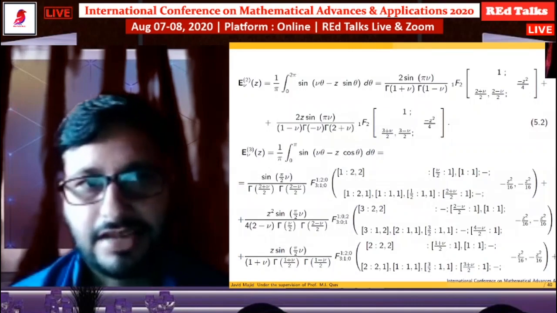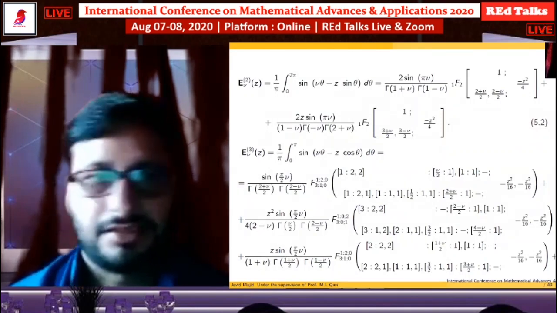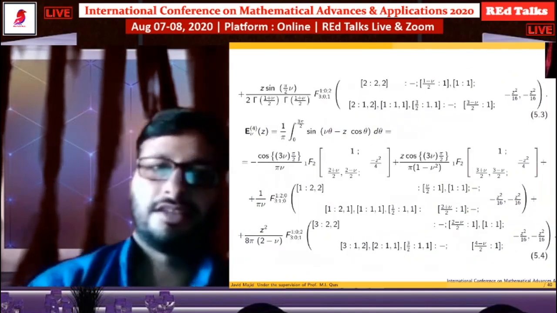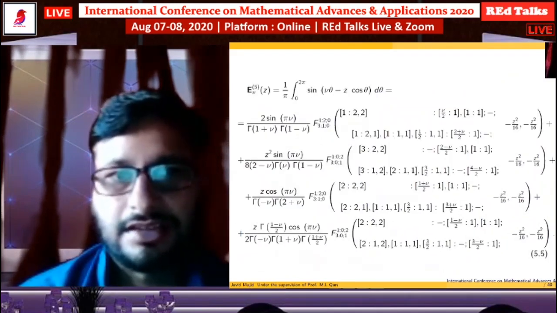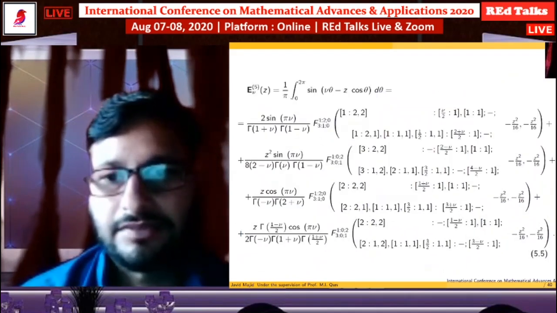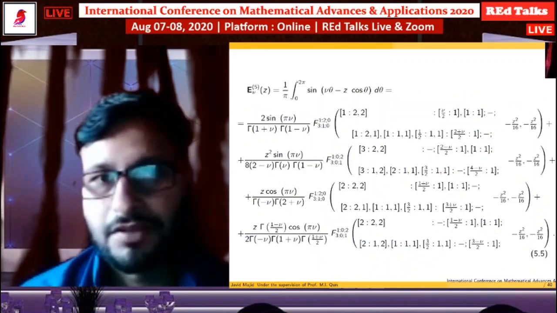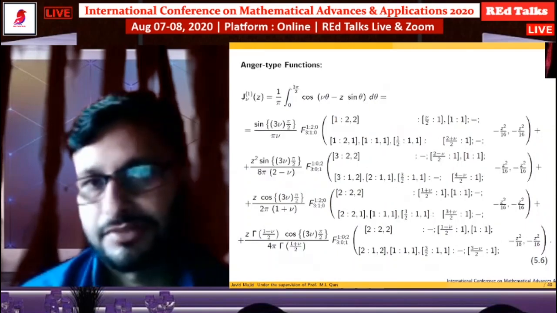The second Weber type function E mu2 z given by 5.2. The third Weber type function, as the application of the above integral, E mu3 z given by 5.3, and E mu4 z given by 5.4, E mu5 z given by 5.5. All these Weber type functions are in the form of Srivastava-Daoust double hypergeometric functions.